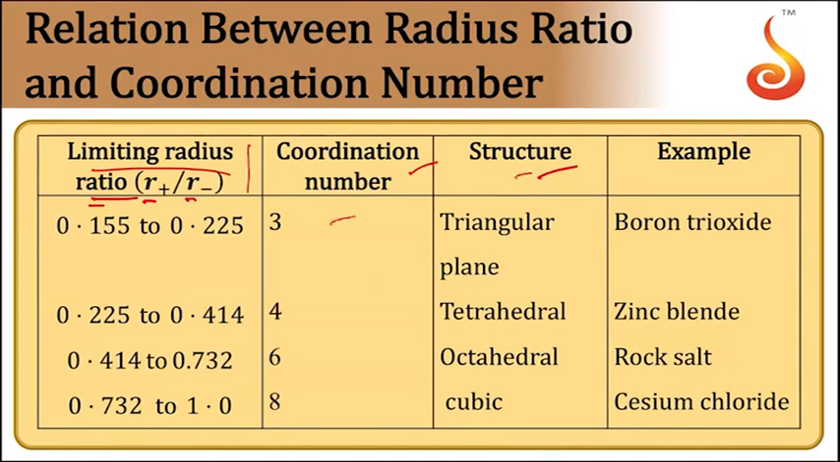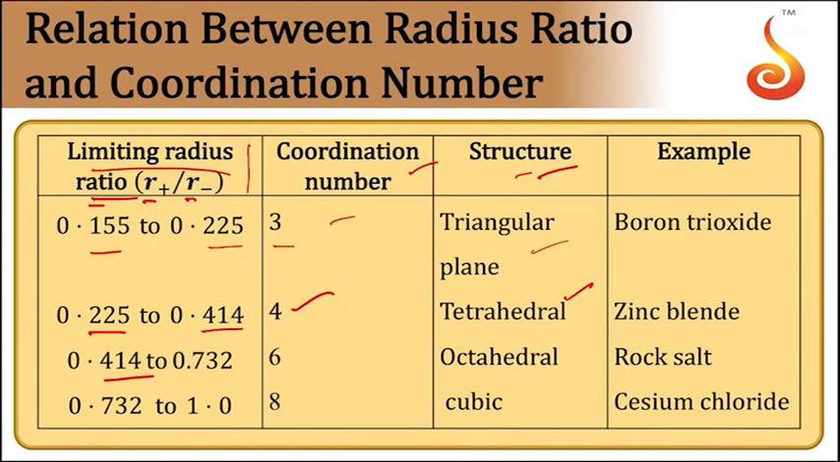If the radius ratio is between say 0.155 to 0.225, coordination number will be 3. It comes under triangular planar structure. If it is between 0.225 to 0.414, coordination number is 4. Structure will be tetrahedral structure.